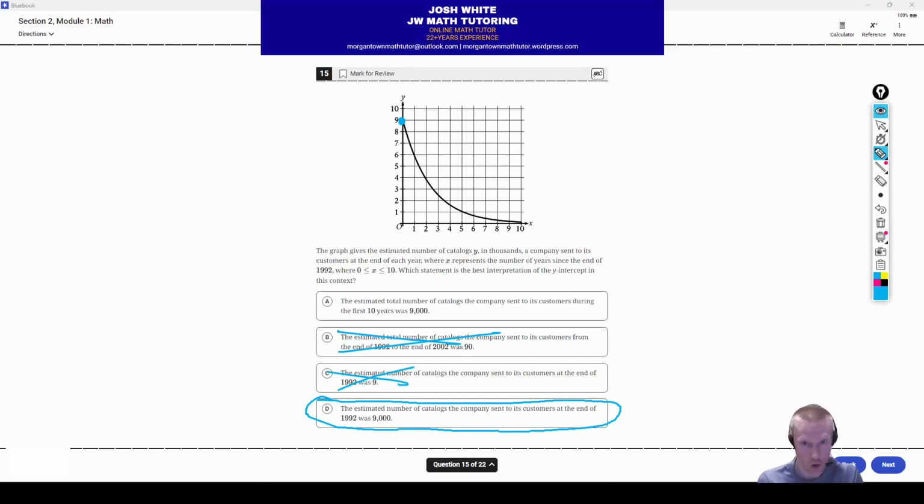A is talking about the total number of catalogs sent during the first 10 years. That's basically adding up all the values along the curve here at every single possible point. That's not what the y-intercept means or what's described in this situation.